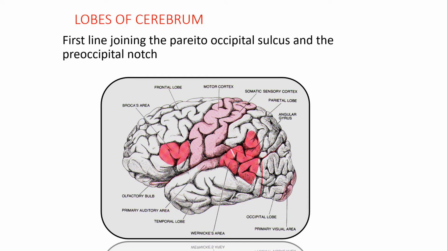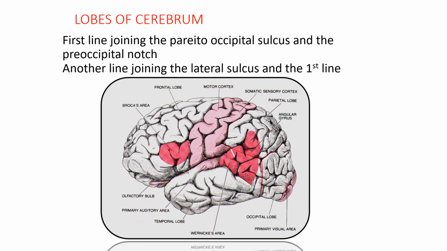How to divide the superolateral surface into lobes? First, a line joining the parieto-occipital sulcus and the pre-occipital notch. This is the first line joining the parieto-occipital sulcus and the pre-occipital notch. The student should understand these are the two imaginary lines we are drawing. That's how we can divide this into lobes of the cerebrum.